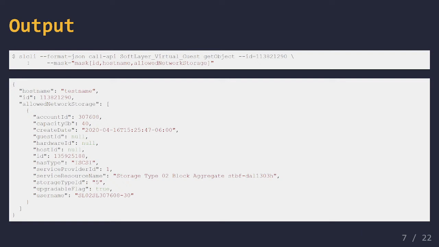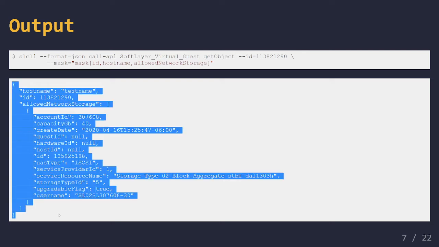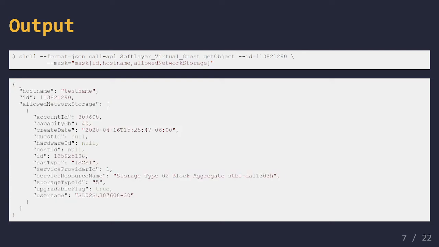So when we use the SLCLI to call the API, we do SoftLayer virtual guest, get object, specify the ID that we want, and our mask that we mentioned earlier. And the response will look something like this. On our first level, we have hostname, ID, allowed network storage, as we requested. And that's it for the virtual guest object. There's no other default properties because we specified some local ones first.